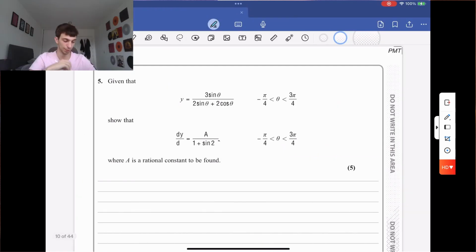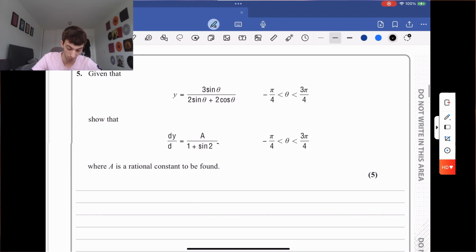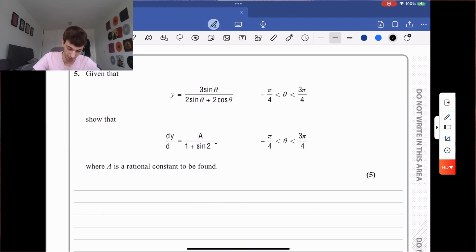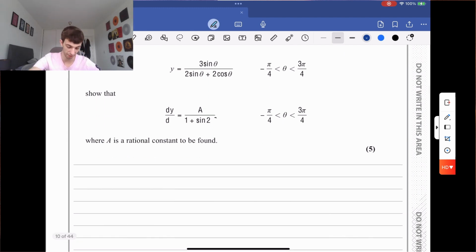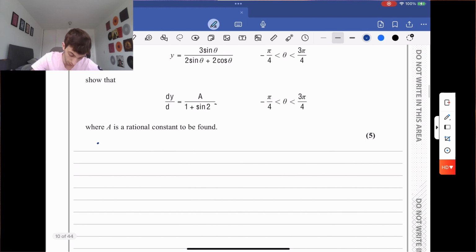And that's exactly it. Alright, so question 5, a little bit of differentiation. We're told that y equals 3 sine theta over 2 sine theta plus 2 cos theta. We have to show that dy d theta is equal to a over 1 plus sine 2 theta, where a is a rational constant to be found, okay? So quotient rule, we know quotient rule is v times u dash, take away u times v dash, all over v squared, where u is our numerator and v is our denominator.